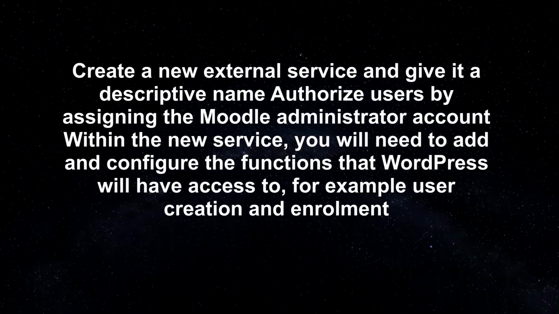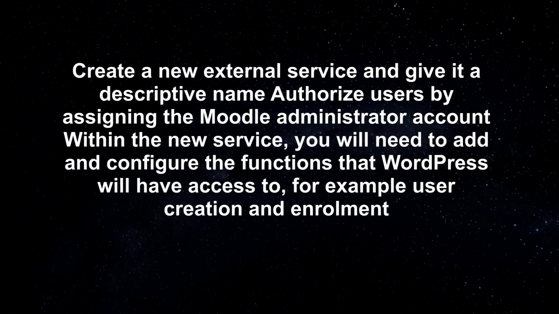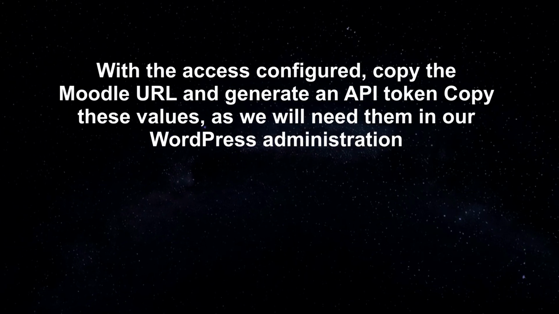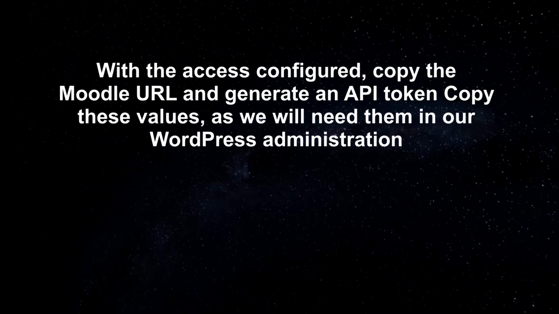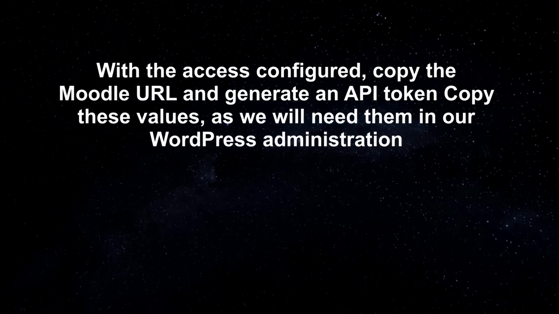You will need to add and configure the functions that WordPress will have access to, for example, user creation and enrollment. With the access configured, copy the Moodle URL and generate an API token. Copy these values, as we will need them in our WordPress administration.